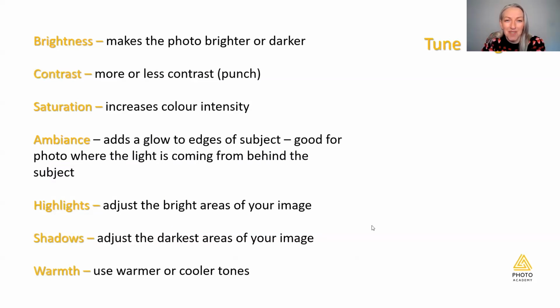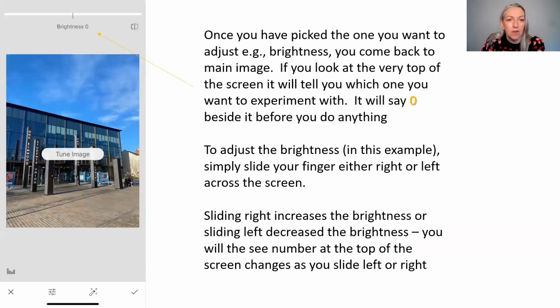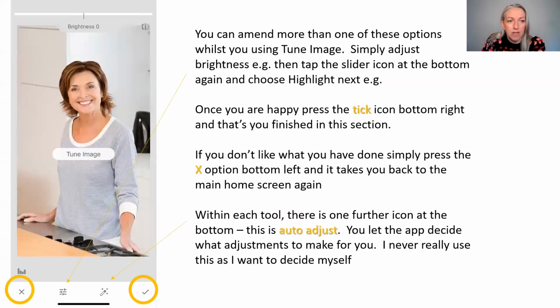You can have a look over those at your leisure. Basically, the only one that's different in Snapseed is ambience, and it adds a glow to the edges of your subject. It is a nice option for photos where the light is coming from behind the subject towards the camera. So I think that's really the only difference between it and the other photo app. We've talked about that already. So that's your tick icon to say you want to go ahead. X brings you back out of that tool, and that's your auto adjust.